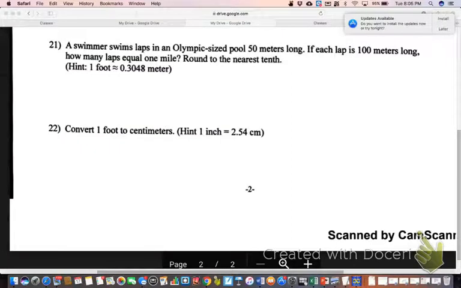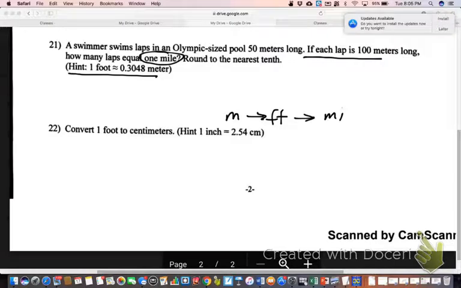Okay, the last two, everybody's favorite, dimensional analysis. So it's talking about a swimmer. If each lap is 100 meters long, how many laps is equal to 1 mile? So I'm going to make myself a plan right here. They gave us this conversion factor, which means I'm given meters. So I'm going to go from meters to feet, and then from feet to miles, because that's what they're asking me for: miles.